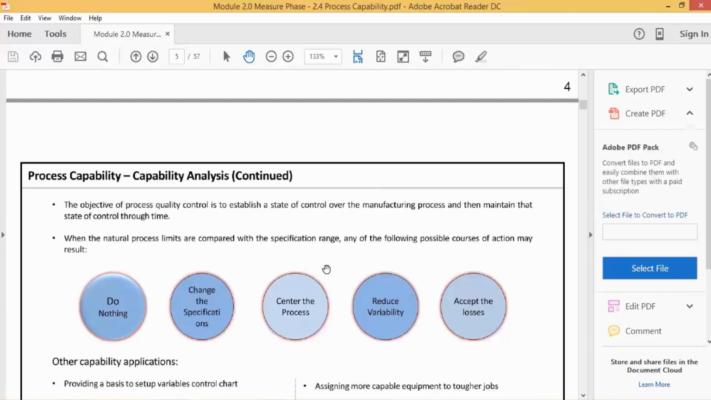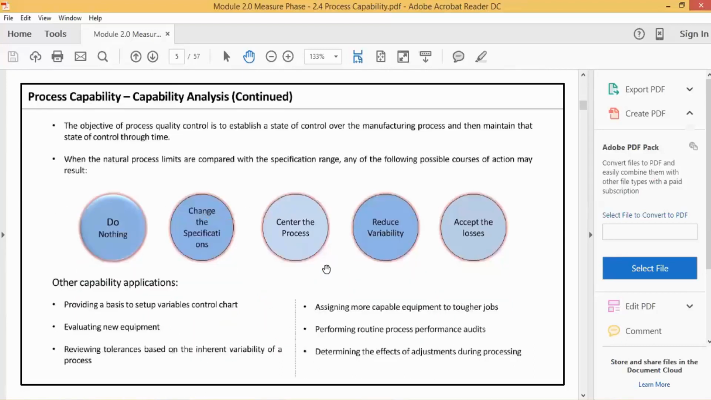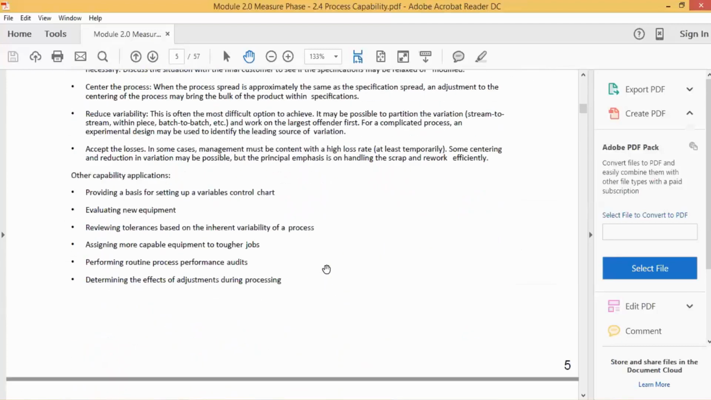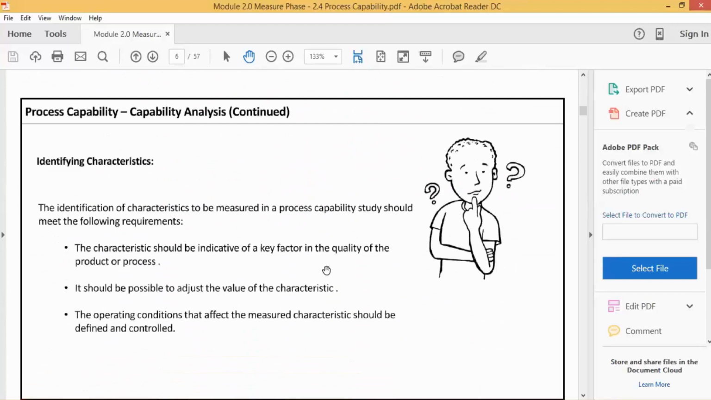Actually, slide number 5 is not very much important. So you don't have to go to that.